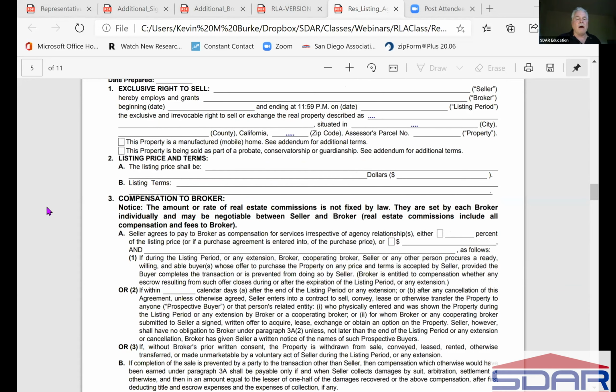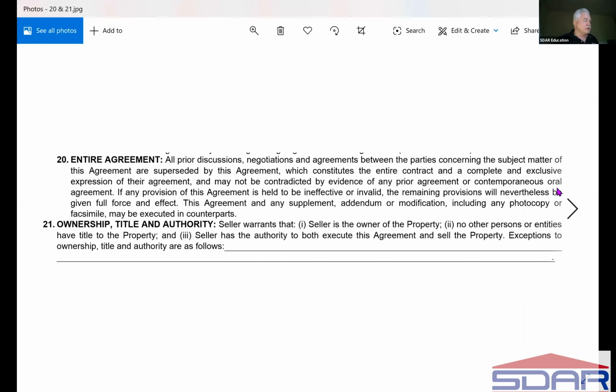So we're going to talk about the entire agreement. So here's the deal. Remember now, we're talking about the residential listing agreement. This is the agreement between the broker, the seller's broker, and the seller. Okay, not the agents. The agents are signing on behalf of the broker, that kind of thing, but the listing belongs to the broker.